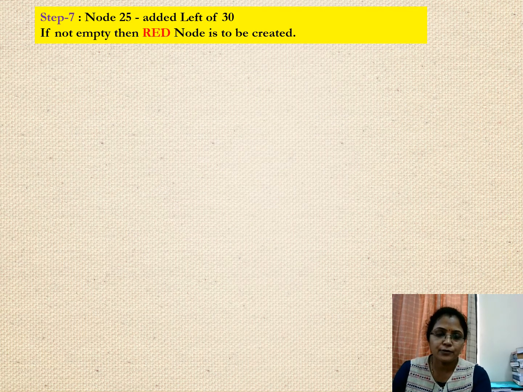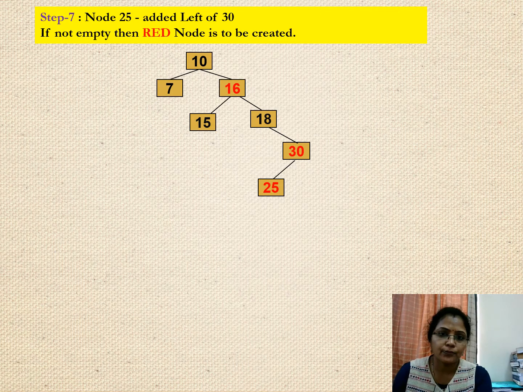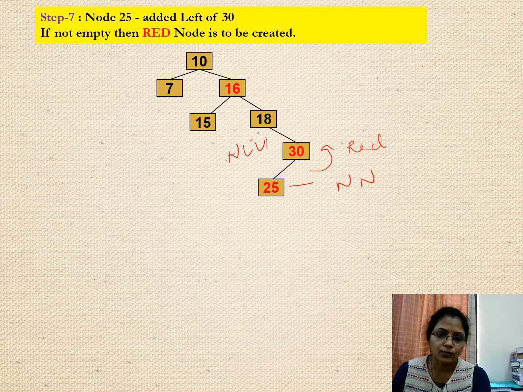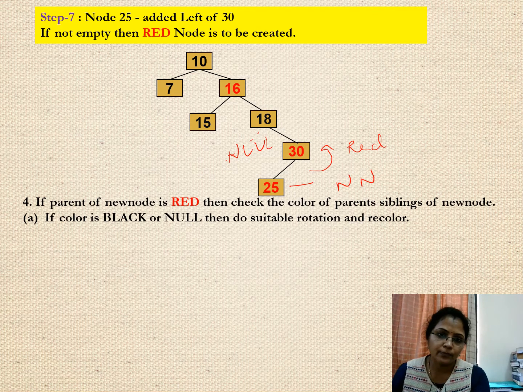Now the next step is to add node 25. So it will be added on the left hand side of 30, and again it's a red node. So now we can verify that 25 is a new node and its parent is 30, which is a red node. So we can verify its sibling. The sibling of node 30 is null. So we'll be applying here a rule, that is 4a. If the parent of a new node is red, then check the color of the parent's sibling. That is black or null. So then we'll be doing the rotation first and then recoloring.